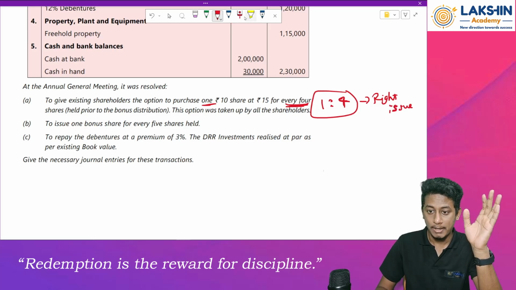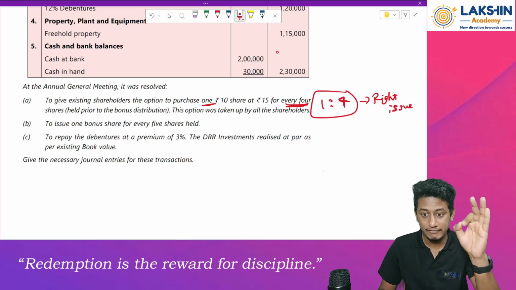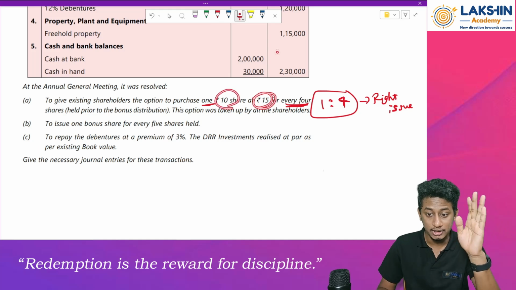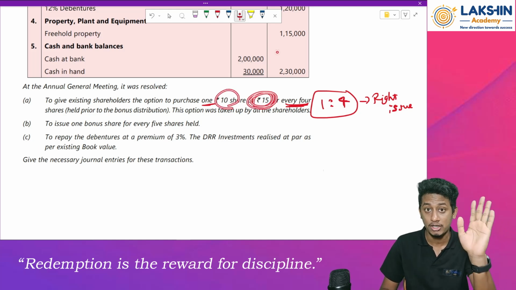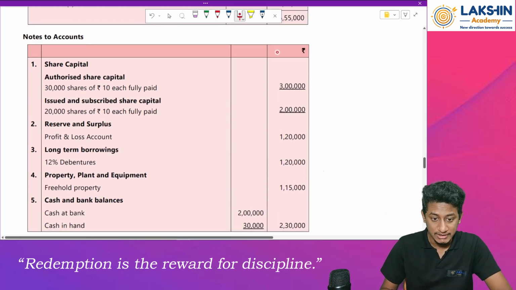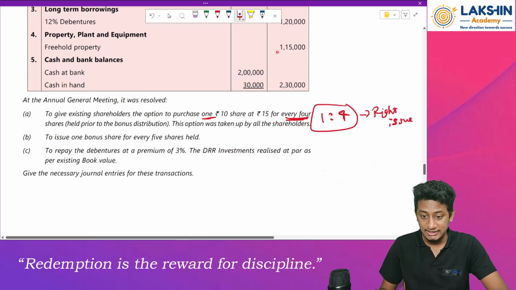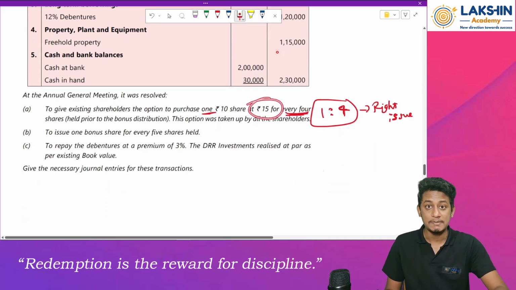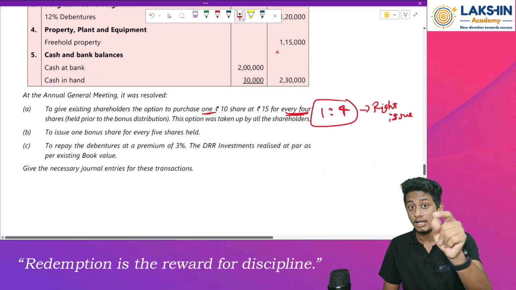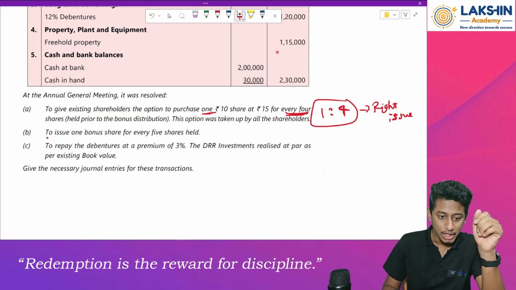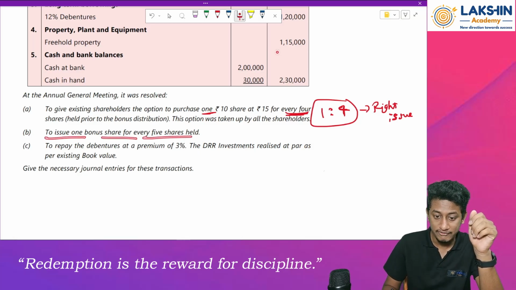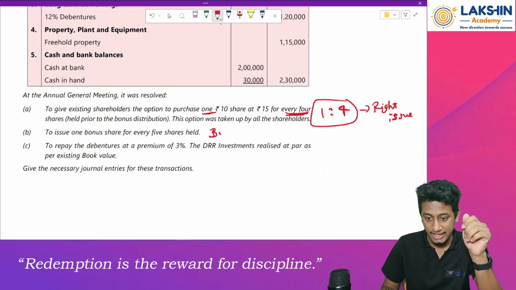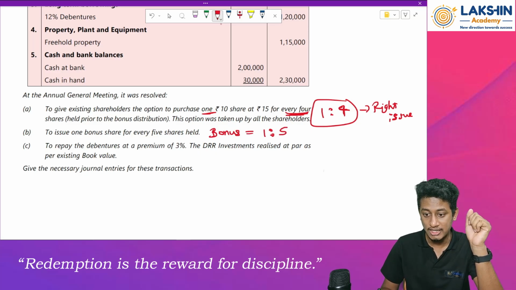Okay. But at what rates is this given to you? At rupees 15, not rupees 10, but rupees 15. That means 5 rupees is what? 5 rupees, because 10 rupees is the nominal value of each share, and this share is issued at rupees 15. It means 5 rupees is a securities premium. Okay. Now to issue 1 bonus share for every 5 shares held. So bonus has been declared. After right issue, bonus has been declared. At what ratio? 1 bonus share for every 5 shares held.